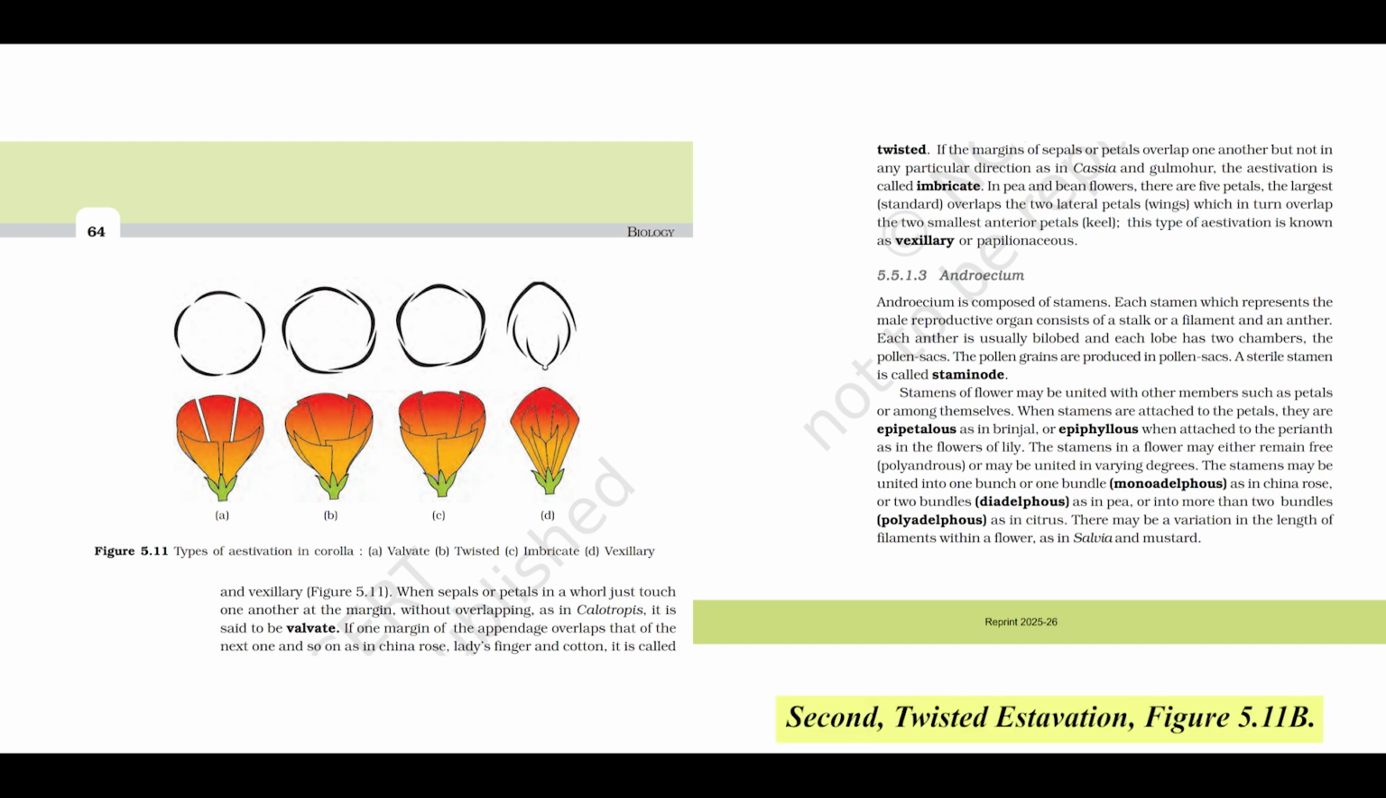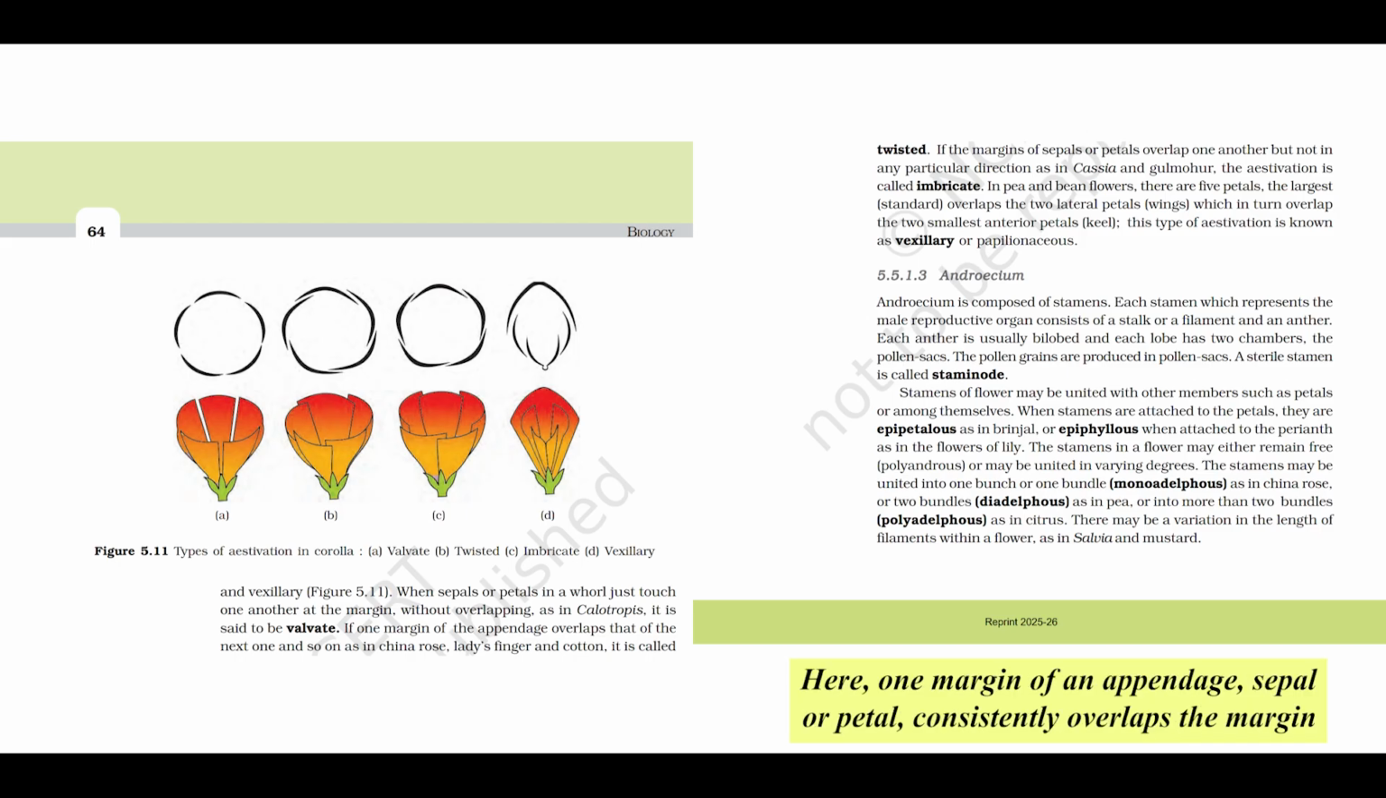Second, twisted aestivation, Figure 5.11b. Here, one margin of an appendage, sepal or petal, consistently overlaps the margin of the next one, and so on, in a regular specific direction, creating a twisted or spiral appearance in the bud.